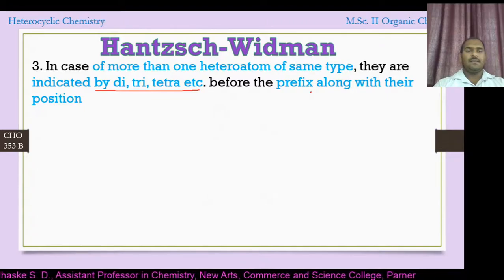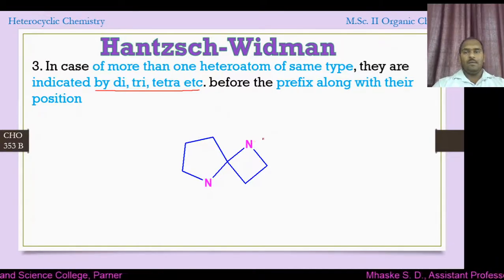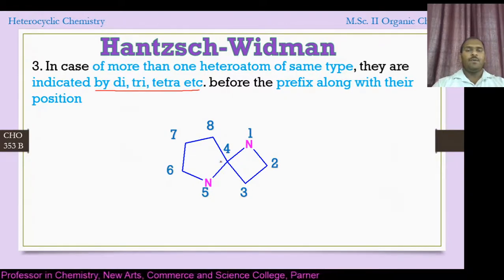So let's consider the example here. Now you can see here it is a spiro system which has two different size rings, and both contain heteroatoms of the same type. Okay, so in this case we have to use the word di because there are two heteroatoms. So let's start the numbering. Number one will be given to the smaller ring, and first to the nitrogen, so we get the lowest possible. So 1, 2, 3, 4, 5, 6, 7 and 8.